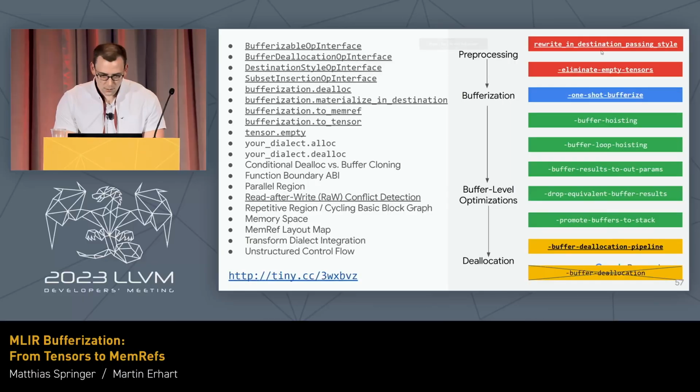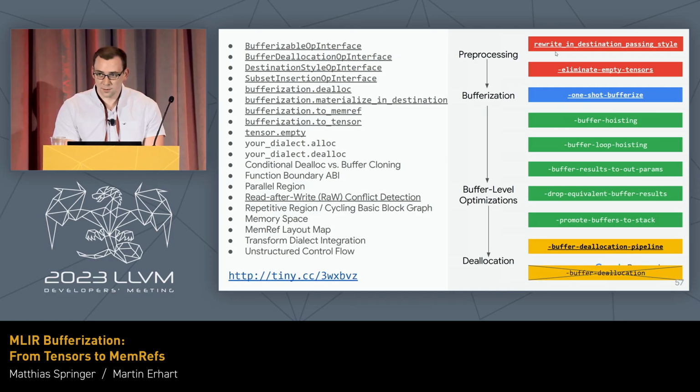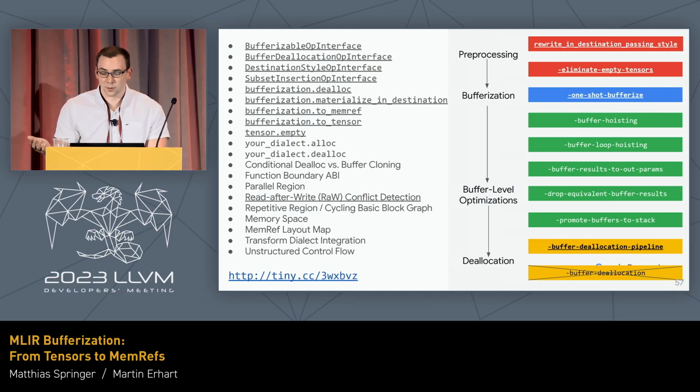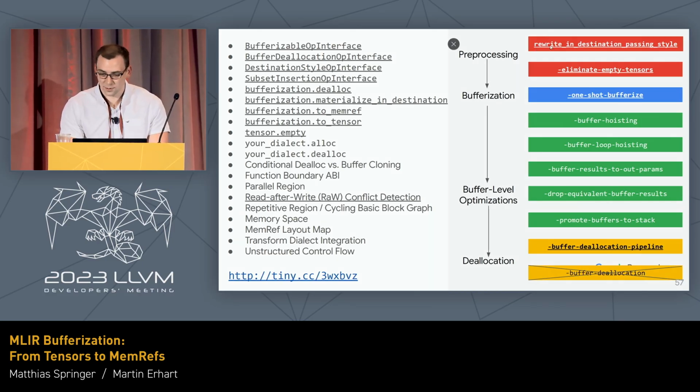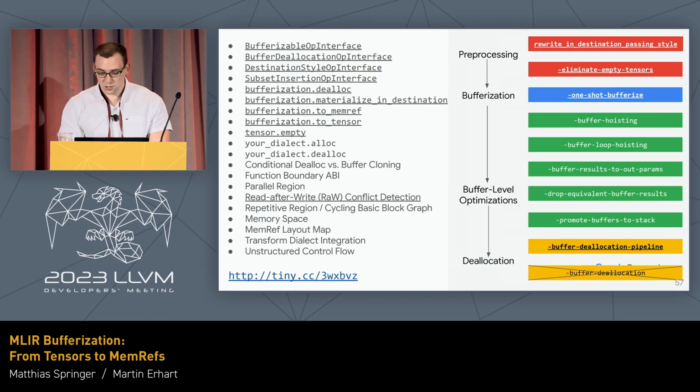Good. Going back to the slides. Yeah, so these are the passes again that we were talking about. So preprocessing is basically the rewrite in destination passing style, Tosa to Linalg, but we also have lowerings for ops such as tensor from elements. So that's why there's a transform op which is called rewrite in destination passing style. Empty tensor elimination, which removes the tensor empty, so we write into the destination directly. Then one-shot bufferize, the actual rewrite and bufferization to MemRef, and the new buffer deallocation pipeline.